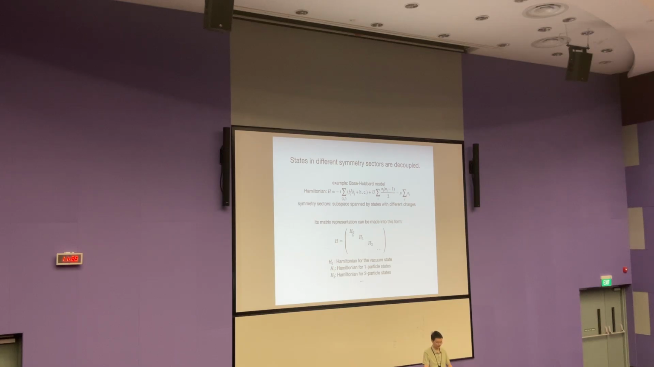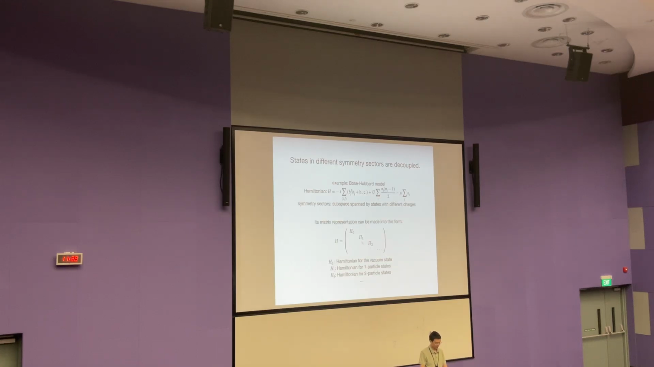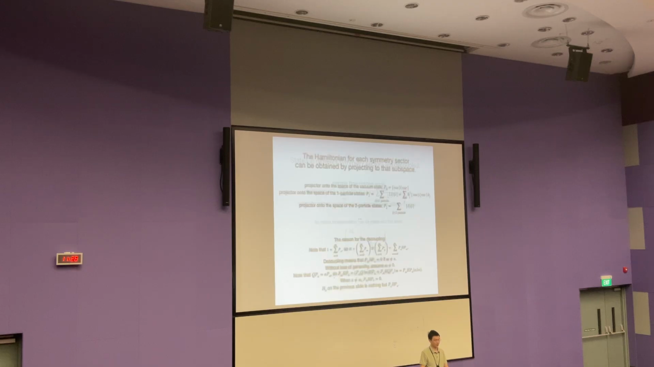Here, H0 is the Hamiltonian for the vacuum state, H1 is the Hamiltonian for one particle states, H2 is the Hamiltonian for two particle states, and so on and so forth. The important thing is this is block diagonal. There's nothing here, here, here, here. If I didn't write anything here, then everywhere is just a 0. Let me explain why this is true. Also, this explanation explains what these individual Hamiltonians are.